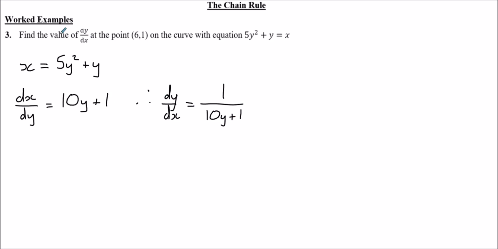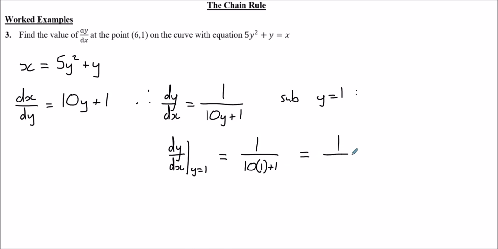Now, we need to find out the value of the gradient at the point 6, 1. So if we just sub in the point where y is 1, dy by dx, when y is equal to 1, is simply 1 over 10 times 1 plus 1, which is 1/11th. Therefore, the gradient when x is 6 and y is 1 is 1/11th.